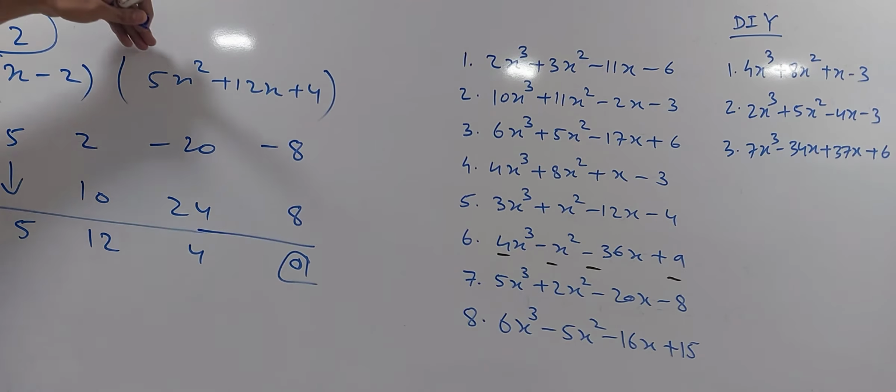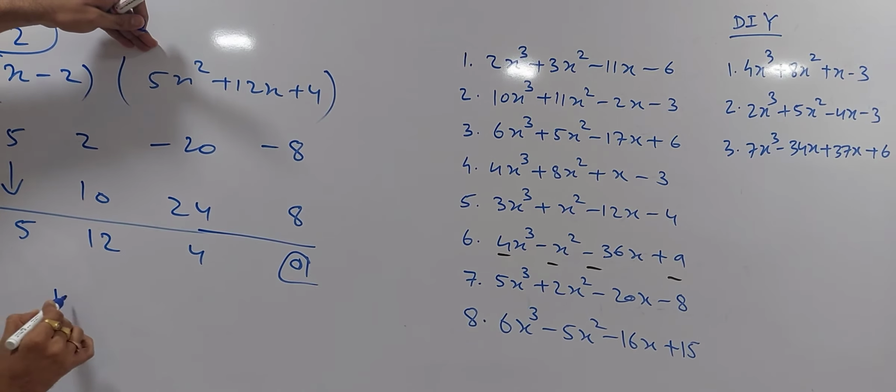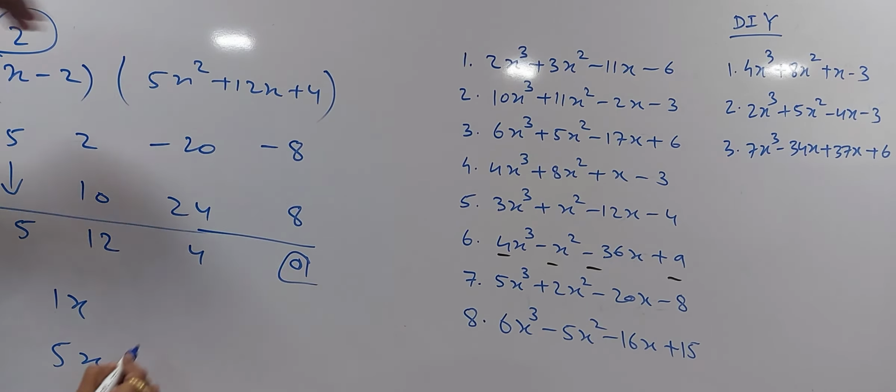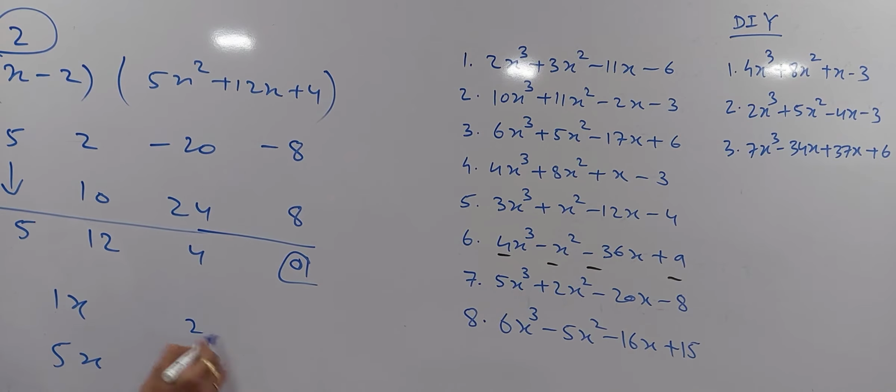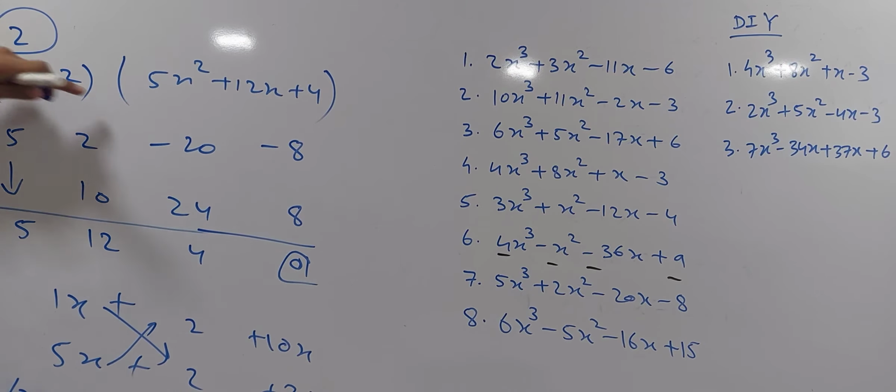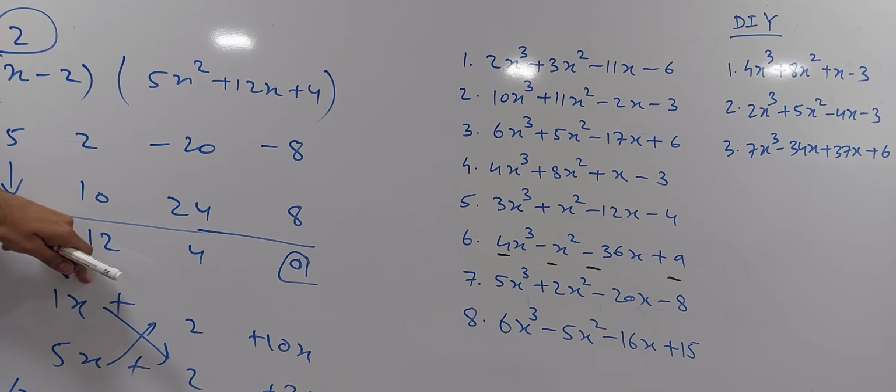Fine. So now it's 5, so it's 1 and 5 only possible case, and 4 is, say, suppose 2 and 2. Just try. So this cross and this cross, so this gives me 10x and this gives me 2x. Addition is 12x, both are positive, so positive. So my answer for this is x minus 2, then here it is x plus 2, then here it is 5x plus 2.